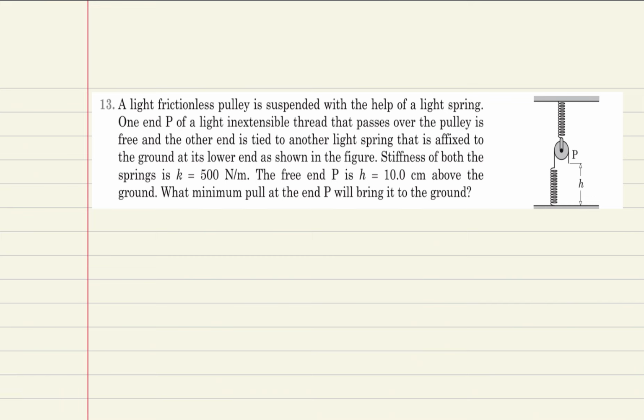One more question, again from the same Pathfinder book. A light frictionless pulley is suspended with the help of a light spring. One end P of a light inextensible thread that passes over the pulley is free, and the other end is tied to another light spring that is affixed to the ground at its lower end, as shown in the figure. Stiffness of both the springs is 500 Newton per meter. The free end P is H equal to 10 centimeters above the ground. What minimum pull at the end P will bring it to the ground?